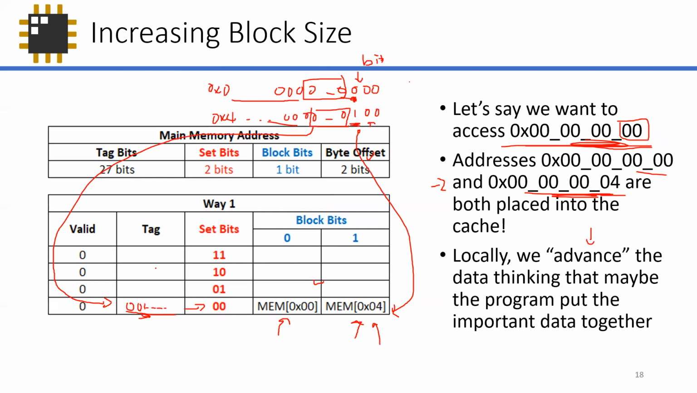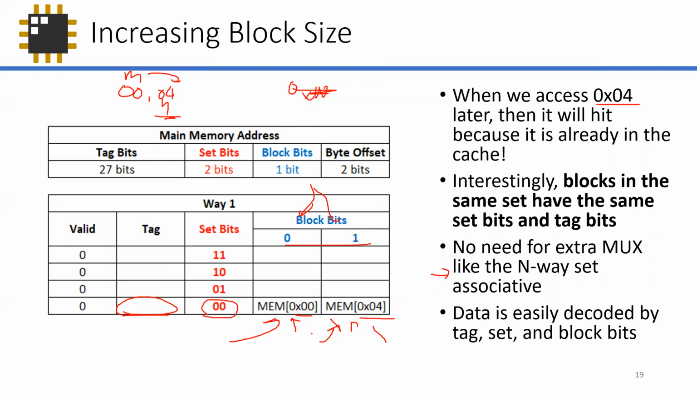I don't have to compare all the tag bits for this data and this data at the same time. Why? Because they only share one tag. So that's not a problem. And the data is easily decoded by these 3 bits, actually.